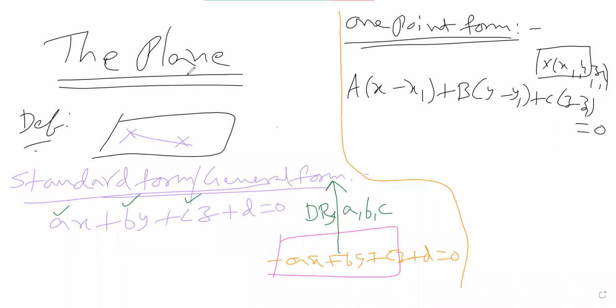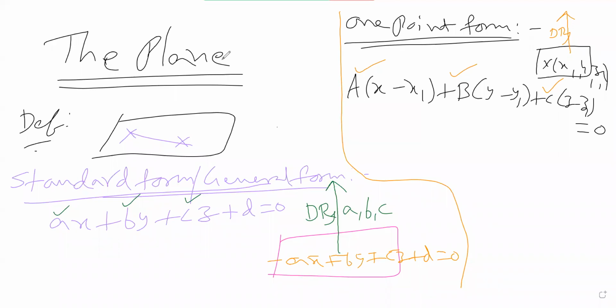Here again the idea is the same. Capital A, capital B, capital C are the direction ratios of the normal to the plane. So this is the equation of the plane when we are given only one point.